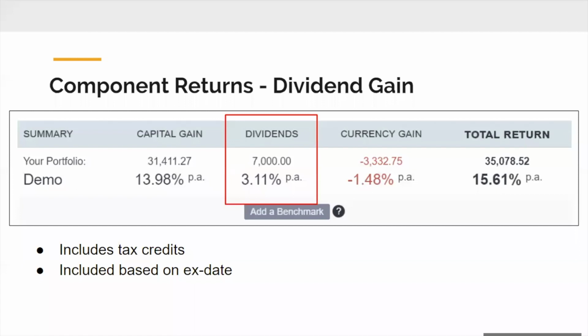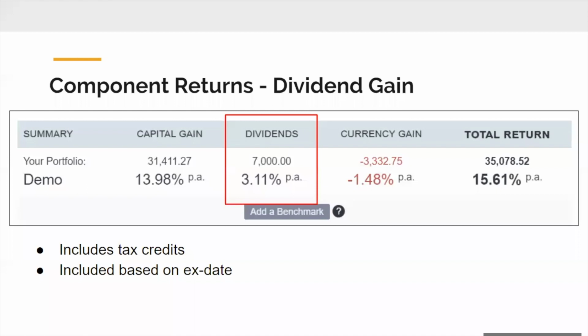So Sharesight performance figures are gross of tax, and this is of course consistent with the way that virtually all investment returns are quoted. A second point worth noting is that we include dividends based on the ex-date. So the ex-date is used to determine when a dividend is included in your portfolio return.